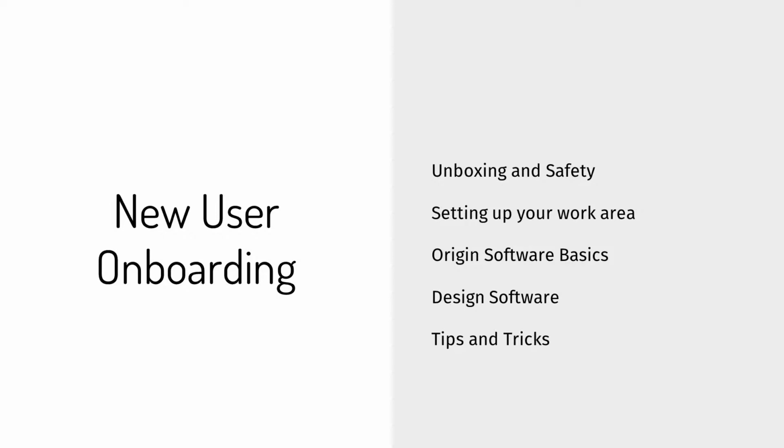So we're going to go over unboxing and safety. We're going to go over kind of getting your work area set up for Origin, because there's a couple new things to know about that. Then we'll go through Origin software basics, design software for creating files for Origin, and then we're going to go over some tips and tricks at the end that are really related to using Origin for the first few times. So let's go ahead and jump through the next one.